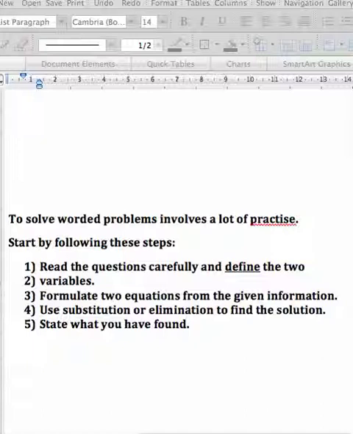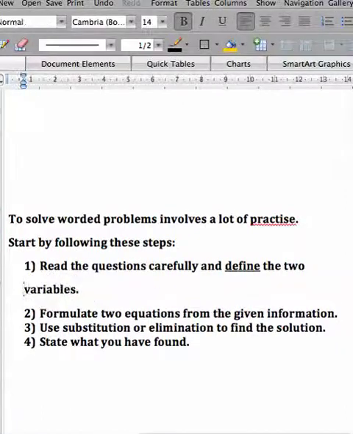So when we have to write two equations, follow these 5 main steps. The first one is, read, of course, the questions carefully and define the two variables. Define means to state what the variables represent. For example, x could equal number of lollies and y could be number of drinks, just say. And it's important that you state what the variables are so we know what x is and what y is. Sorry, it's only 4 points.